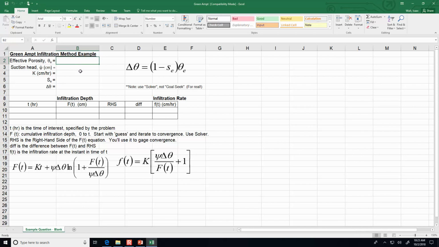So our effective porosity was 0.423. The suction head was 29.22. The K value was 0.05. The S sub E, 0.45. And then the delta theta, 1 minus S sub E times theta sub E.